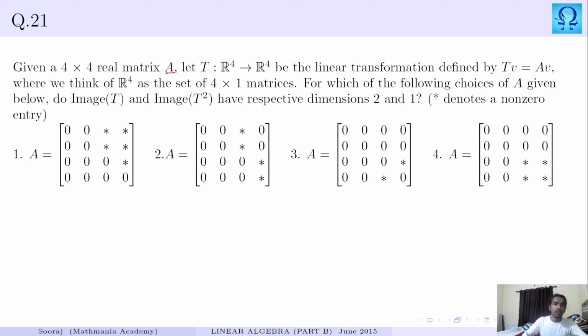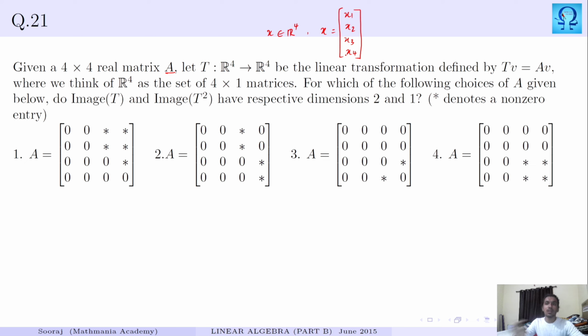And here the entries that we take from R4 are to be treated as 4 by 1 matrices. 4 by 1 matrix means what? If I say I have taken this x from R4, then this x is to be treated as x1, x2, x3 and x4. This is how we treat the entries of R4.